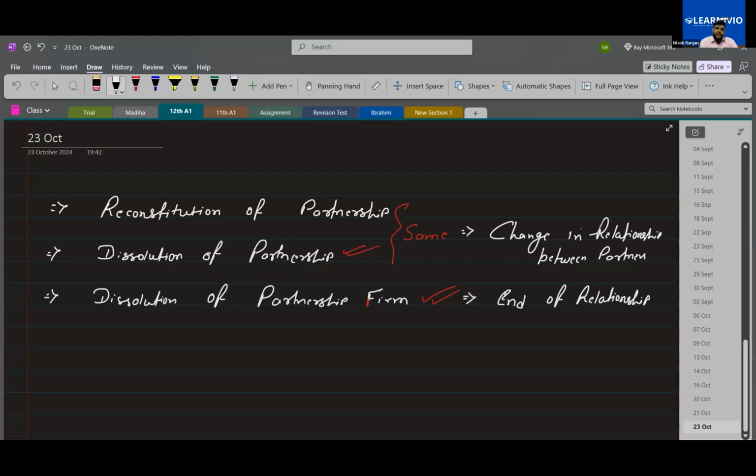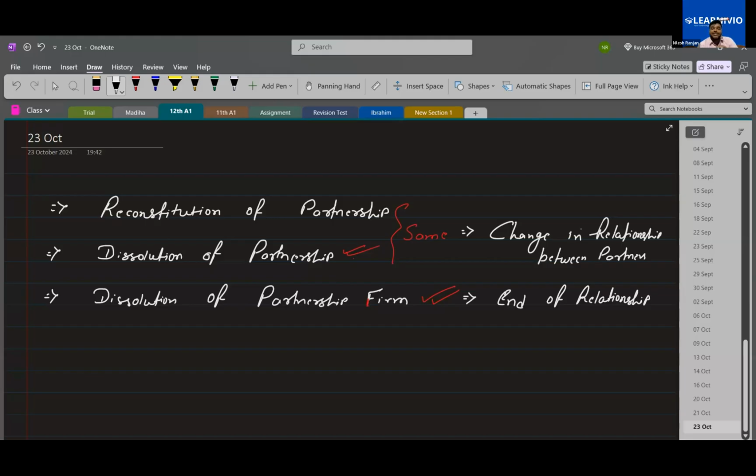In reconstitution, we have studied 4 chapters. One is change in profit sharing ratio, in which the relationship between partners changed. There is admission of a new partner, where a new partner is admitted into the partnership firm. There is retirement of a partner, in which also the relationship between partners changed, and then death of a partner. These 4 topics are related to reconstitution of partnership.